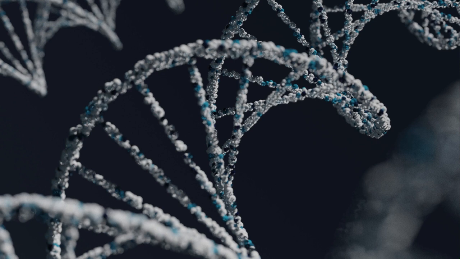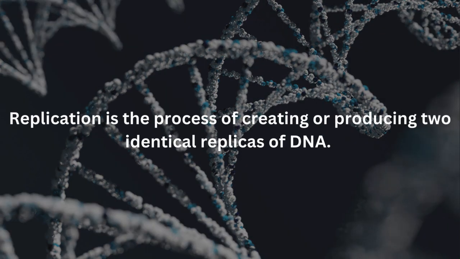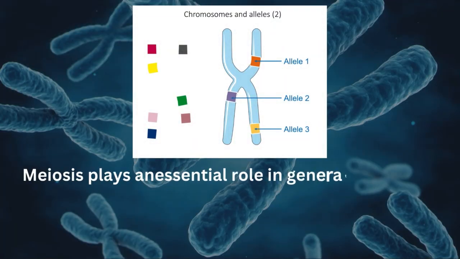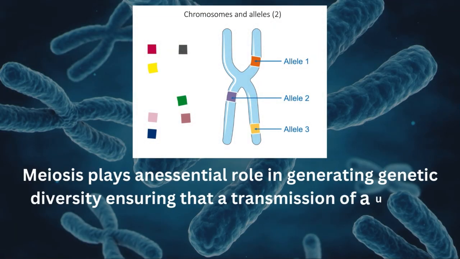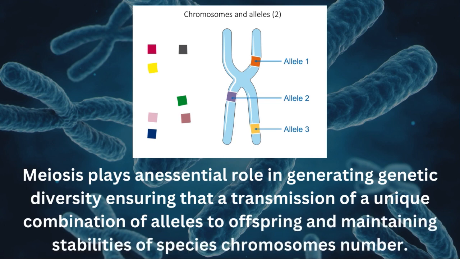Replication is the process of creating or producing two identical replicas of DNA. Meiosis 1 plays an essential role in generating genetic diversity, ensuring the transmission of a unique combination of alleles to offspring and maintaining stability of the species' chromosome numbers. When we say alleles, these are variants of a gene controlling the same trait.